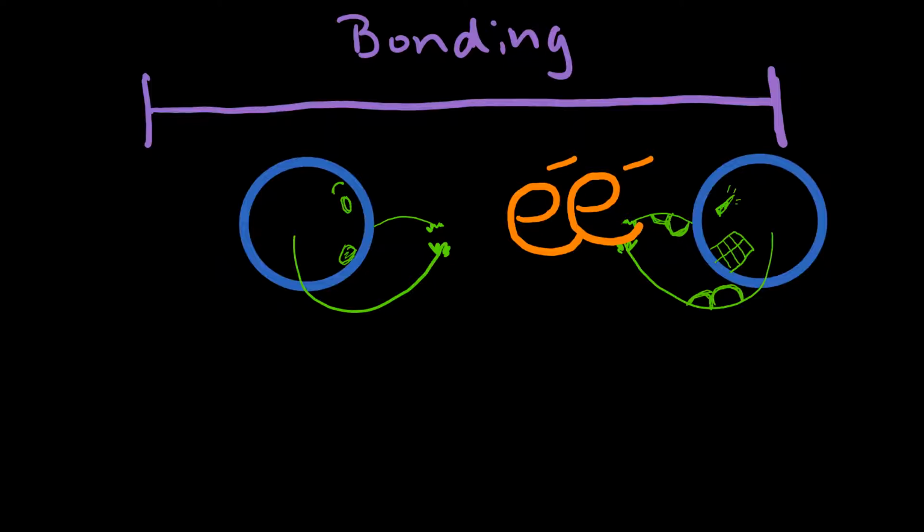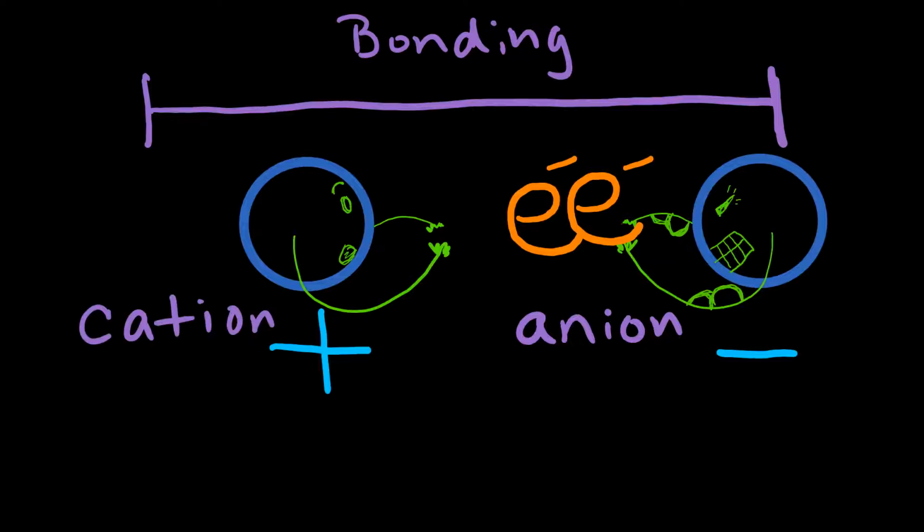On the other end of our bonding continuum is what we call an ionic bond, in which the two atoms involved in the bond are not sharing electron density, but rather one atom is so much more electronegative than another atom that it actually takes an electron from the less electronegative atom. The atom that gains the electron becomes negatively charged, or an anion, while the atom that loses the electron becomes positively charged, or a cation.